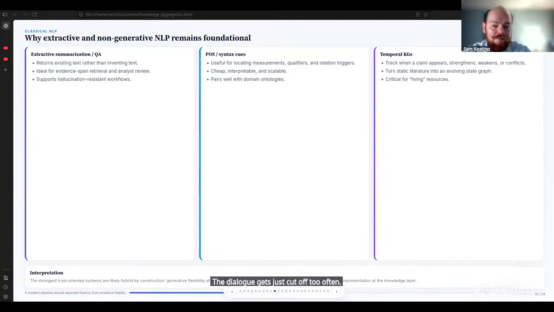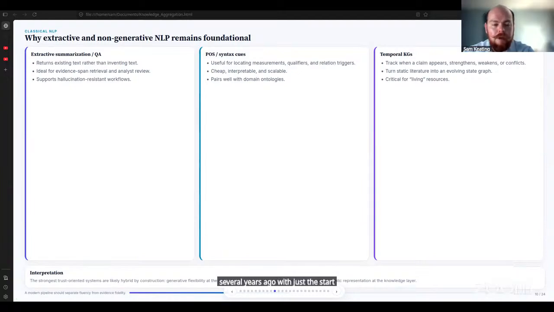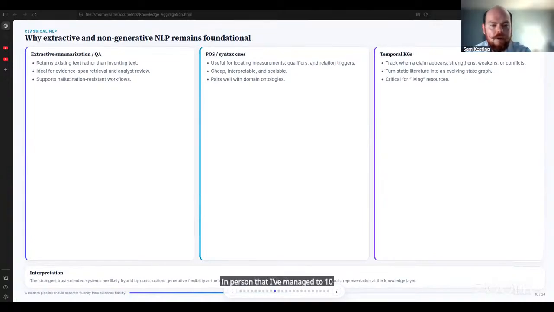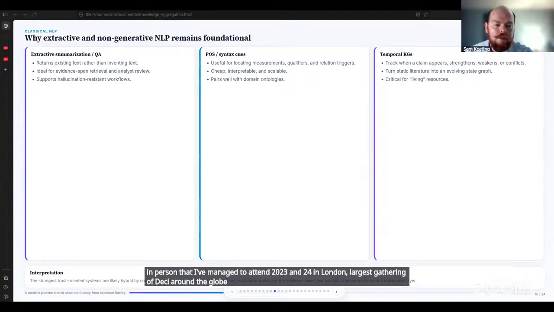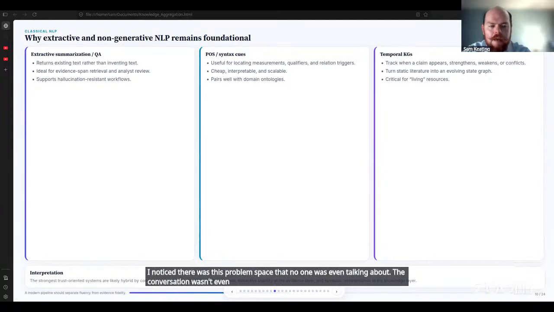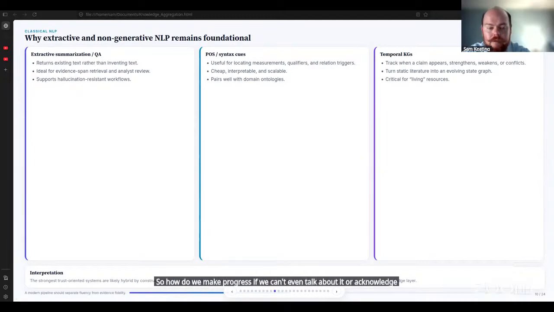So in one sense, progress that I set out to try to accomplish several years ago with the start of my horizontal momentum conference talk series is this: I found something at the DSI London conference in person that I managed to attend in 2023 and 24 in London, the largest gathering of DSI around the globe, at least as of those two years. I noticed there was this problem space that no one was even talking about. The conversation wasn't even started. So how do we make progress if we can't even talk about it or acknowledge or uncover it yet?